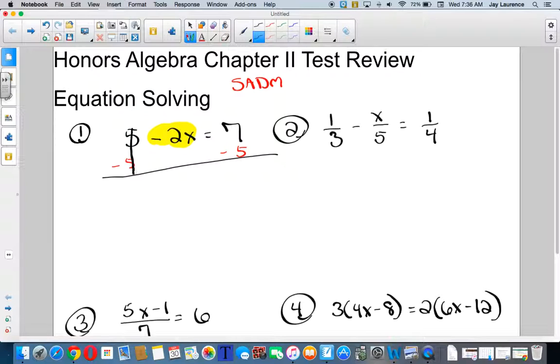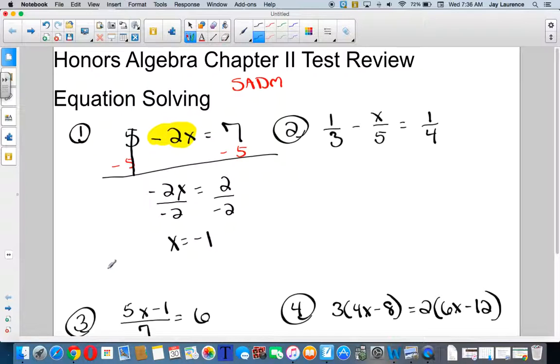All right, so the 5's have canceled. I've got a negative 2x. Don't lose that negative. And that's going to equal 2. All right, I'm going to divide both sides by negative 2 because the negative 2 and the x are attached by multiplication. Divide by negative 2, x is going to equal negative 1.